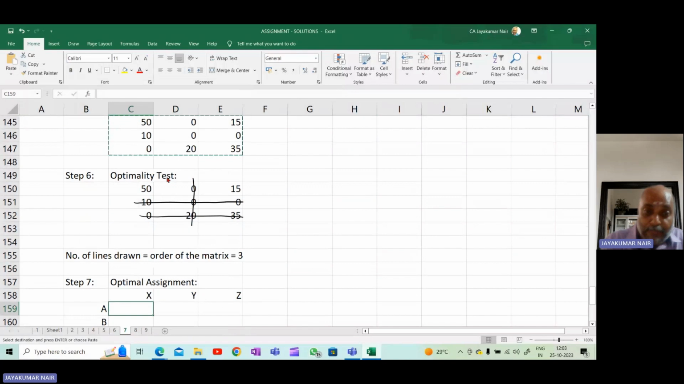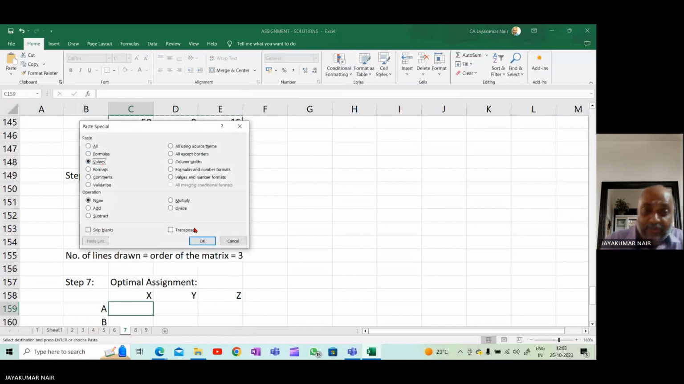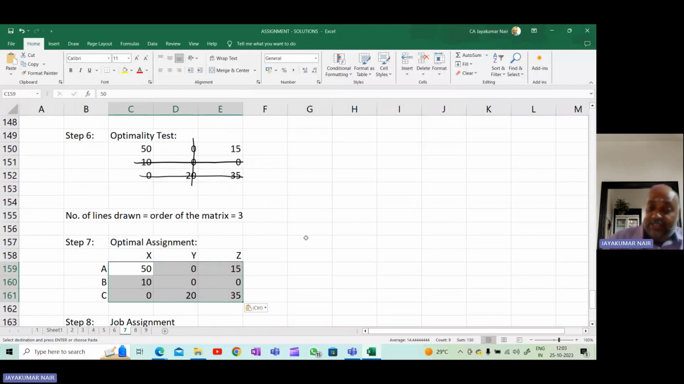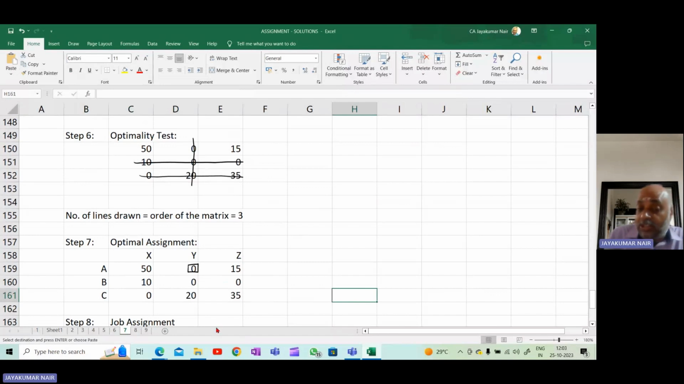So I will copy the matrix again. The same matrix that I have got here, I have copied it here. So optimal assignment: A, B, and C, X, Y, and Z. Now I have copied the matrix. You must find a particular row or column which has only 1 zero in it. So I'm seeing the first row. In the first row, there's only 1 zero. So put a box for that particular zero.